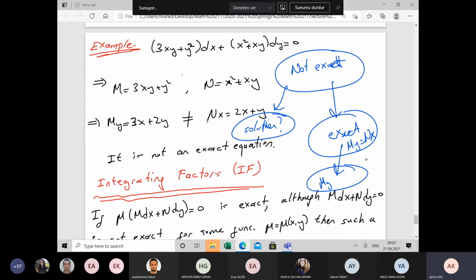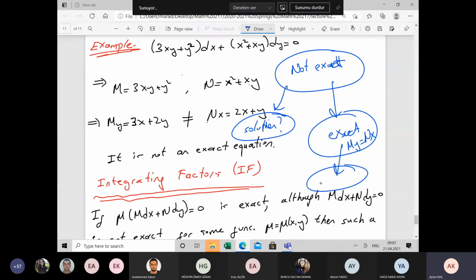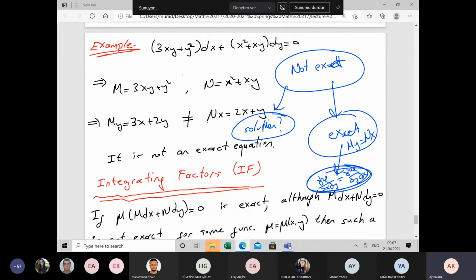Then the second partial derivative of phi, d squared phi over dy dx, should be equal. Using this equality, we solve for phi by integrating both sides and so on. So we get the solution of the exact equation, but here it is not exact. So the question is, how do we transform this problem into an exact equation problem?